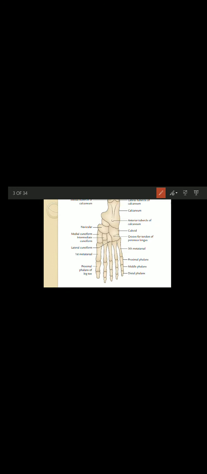So here this is the plantar aspect of the foot. This one is a calcaneum, that is a tarsal. Proximally it has medial and lateral tubercles of the calcaneum. There is a navicular, cuboid, medial, intermediate and lateral cuneiform. These are the tarsals. There are 5 metatarsals and the 14 phalanges.